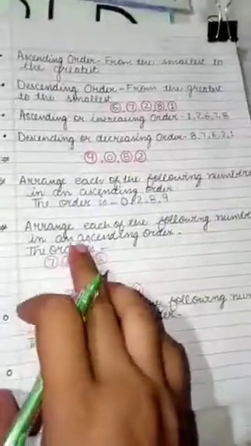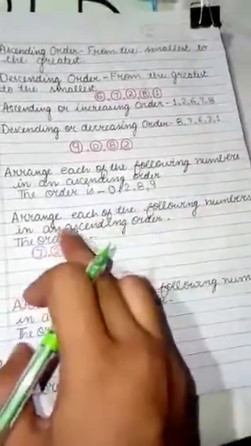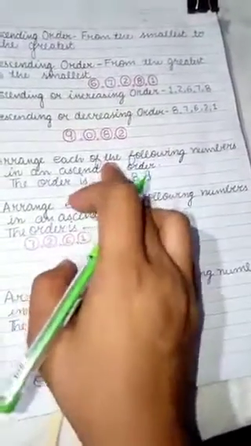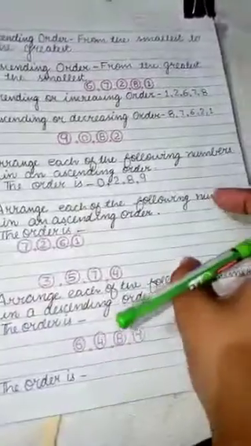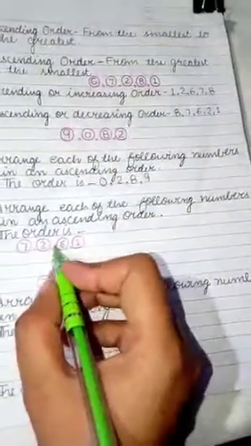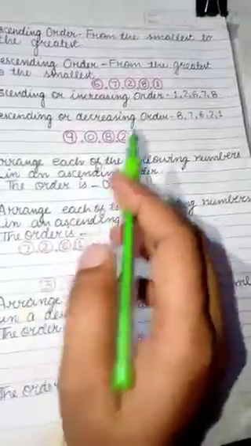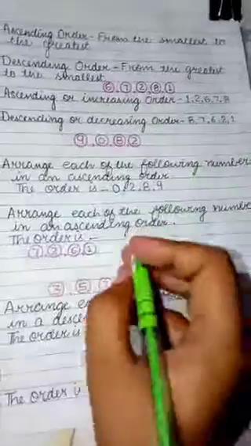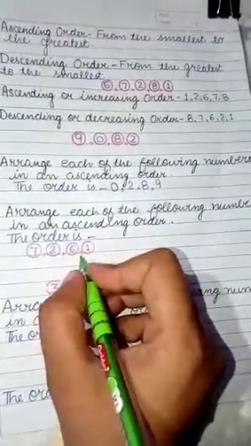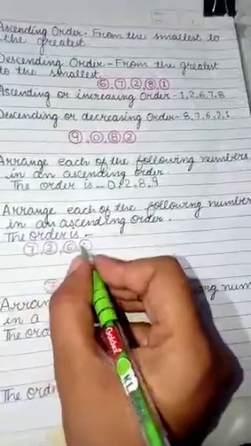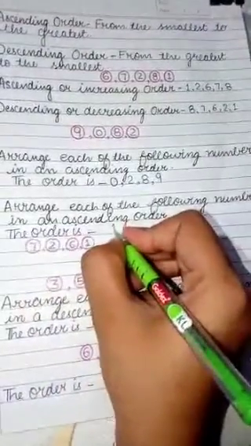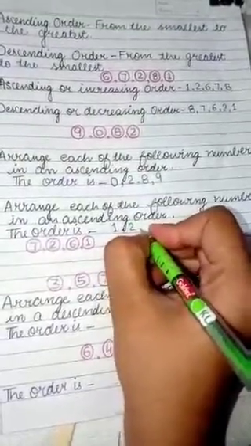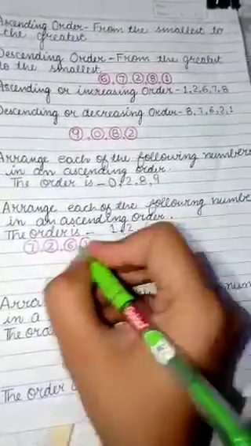Now come to this question. Arrange each of the following numbers in an ascending order. Here we have to do in ascending order, just like this. In ascending order, we start from the smallest and in the end the greatest number will come. So which is the smallest number here? 7261. 1. And after that 2, then 6, and then 7.